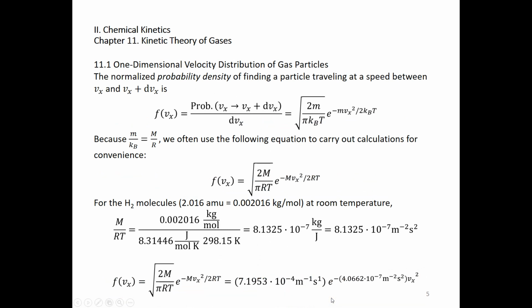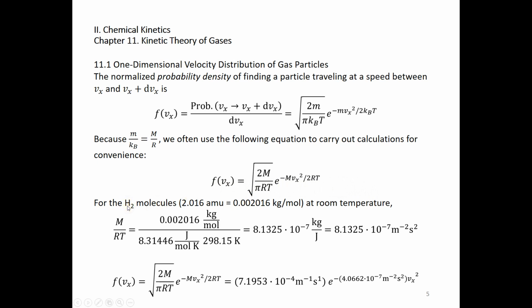Now we have the normalized probability density. It's over here. It looks a little complicated, but this part is simply a constant at a given temperature because the mass is constant, kB is constant. And again, because lowercase m and uppercase M differ by Avogadro constant, kB and R differ by Avogadro constant, we have this lowercase m over kB is uppercase M over R. The uppercase M is the molar mass, so we have this function over here.